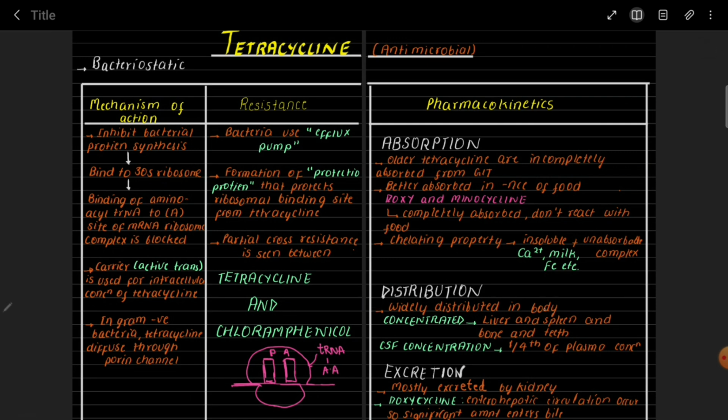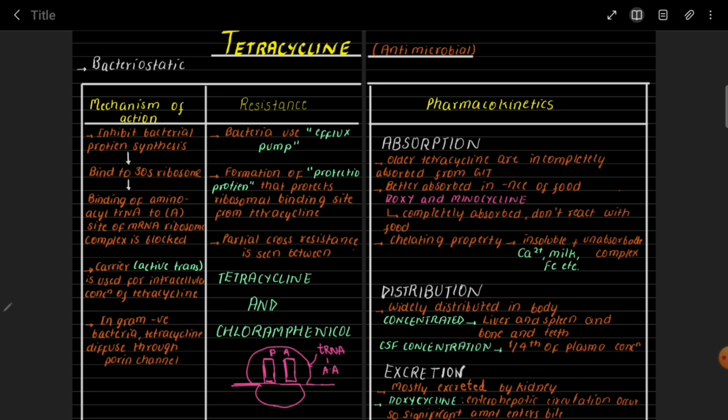Tetracyclines are widely distributed in the body, but they are specifically more concentrated in the liver, spleen, bone, and teeth. They are more concentrated in the bone and teeth because of their chelating property, as bone and teeth contain calcium. So, calcium forms the unabsorbable and insoluble complexes with tetracyclines. Remember liver and spleen as well. CSF concentration is not very significant, it is only 1/4 of the plasma concentration.